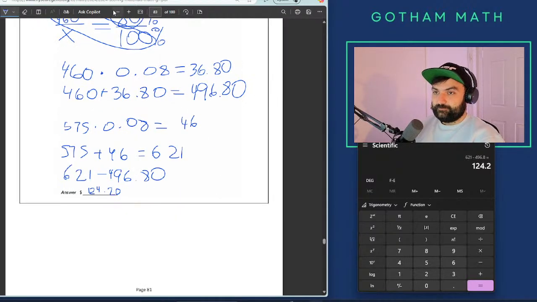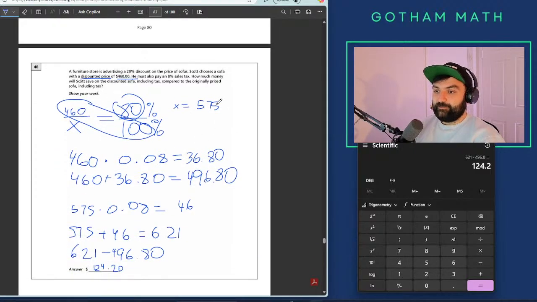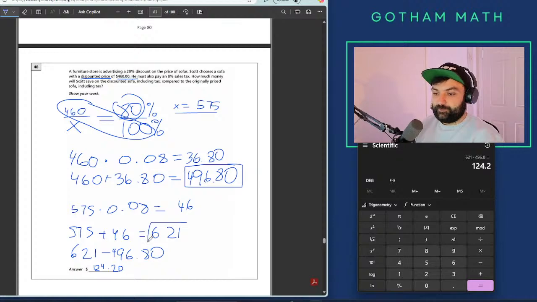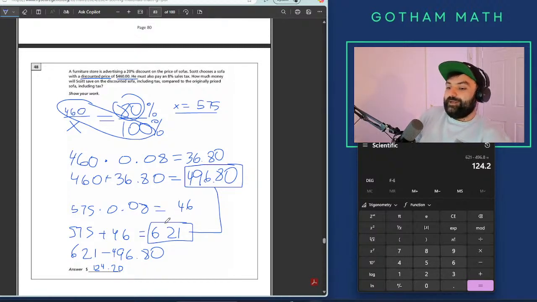So okay. So the quick highlight: find the original price. Then find the 8% of the discounted price. Add it to it. Find the final price of the discounted sofa, and then find the final price of the undiscounted sofa, which is 621, and then find the difference in between them. Relatively doable.